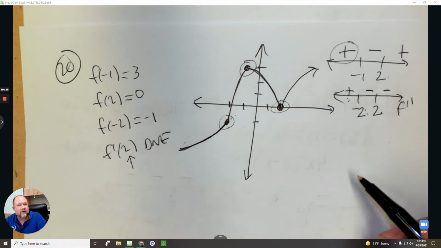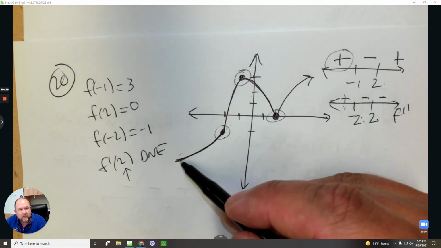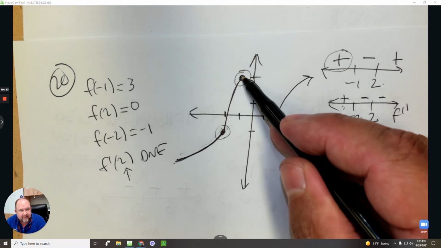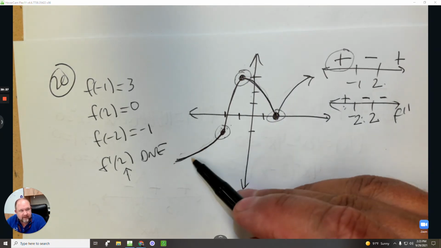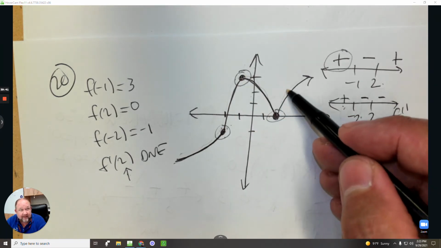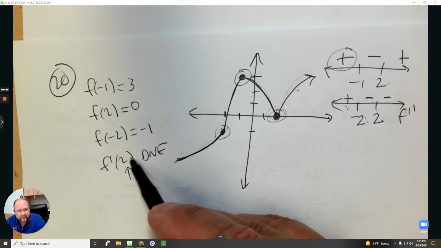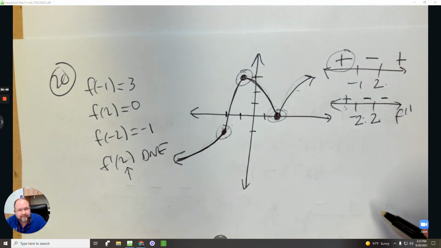So let's see if we can follow this. So this increased up to -1, right? And then it decreased to 2, and then it increased. It was concave up, concave down, and again concave down. This created a cusp, so the derivative at 2 doesn't exist. And there's your graph. Take some practice.